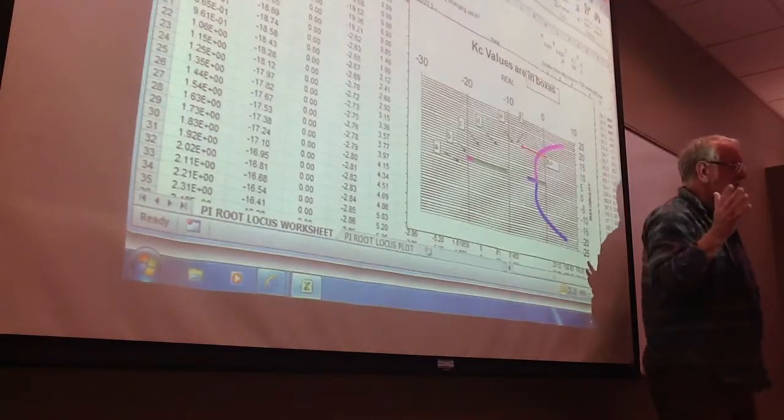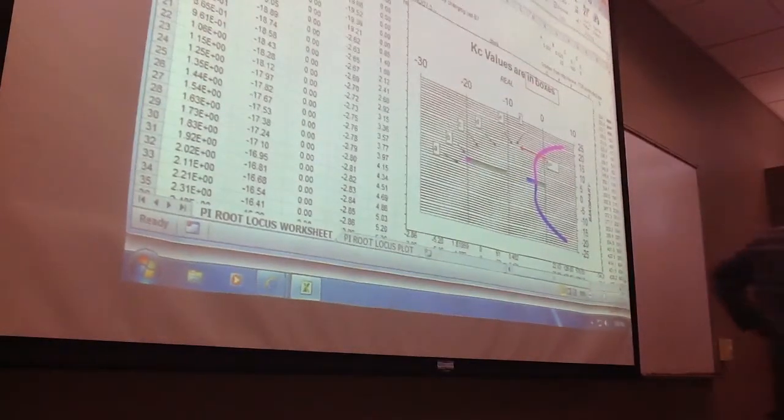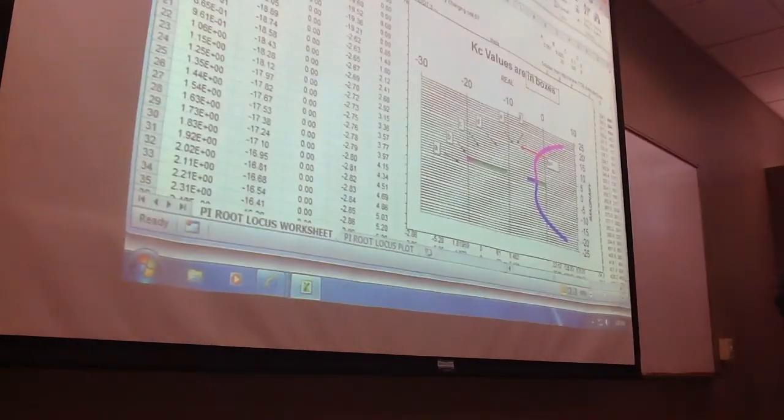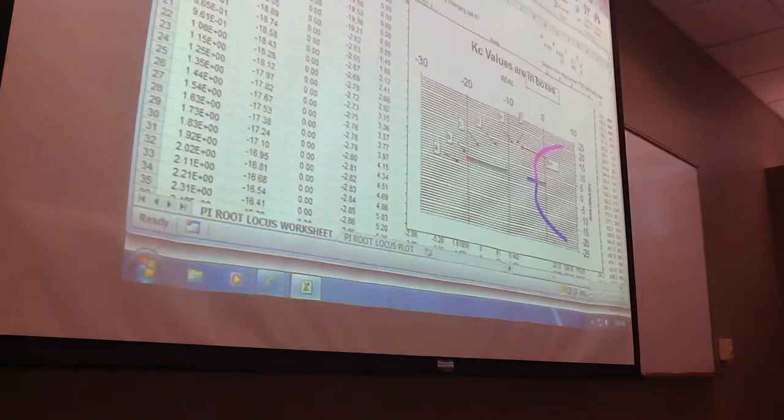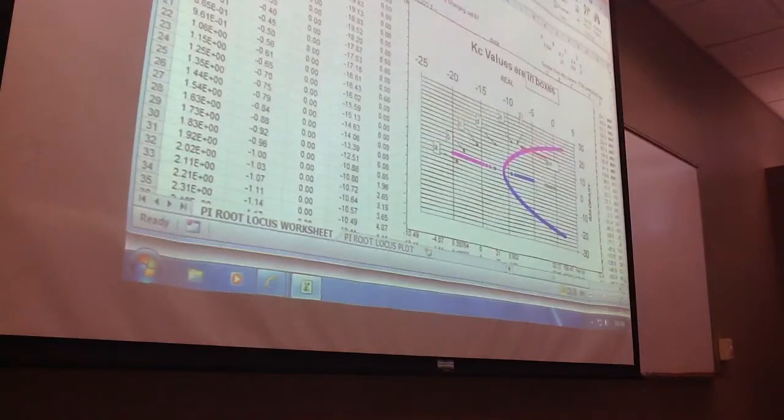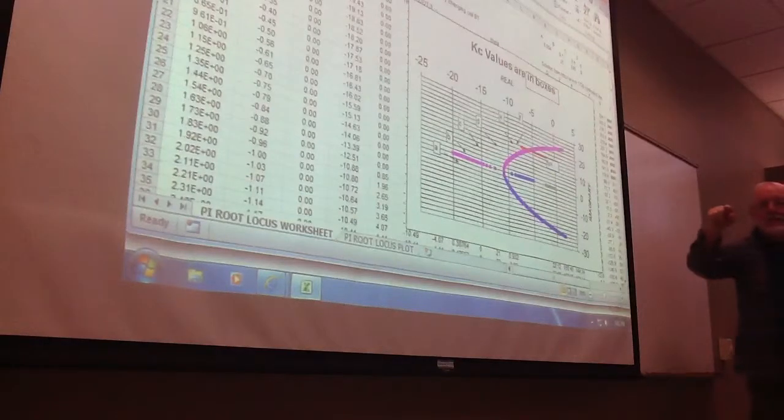Make tau sub I large. I'll use 4. I'll go all out. I'll make this 0.4. What do you think is going to happen to the Root-Locus when I hit enter? This looks similar to what? Proportional.